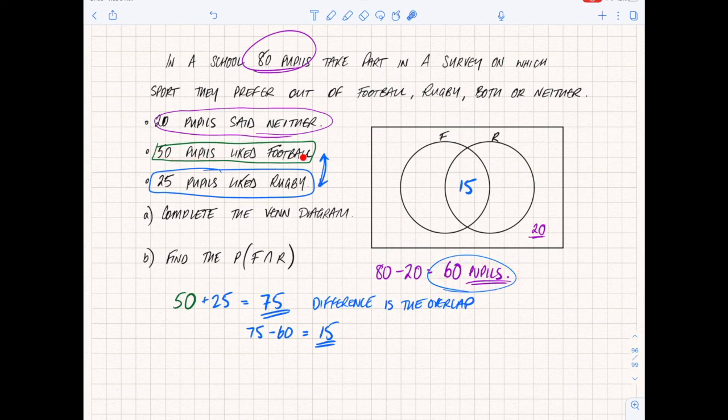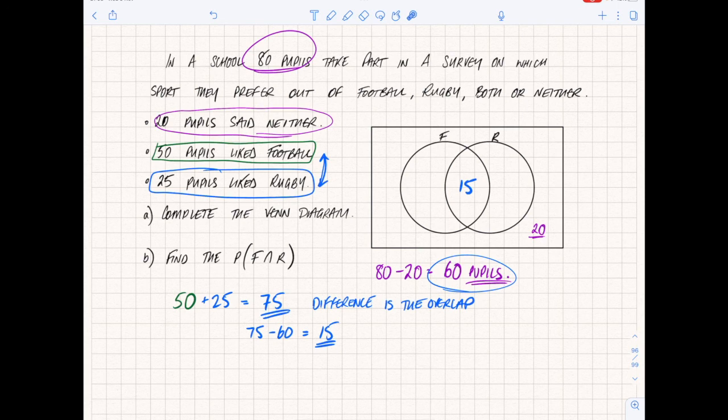There are 50 that liked football, so there's going to be 50 in this whole circle altogether, and there's going to be 25 in this whole circle altogether. Combining those together makes a total of 75. So in these two circles, I'm going to need to have a total of 75. And then the difference between the 75 and the 60 is 15. So 15 goes in the middle.